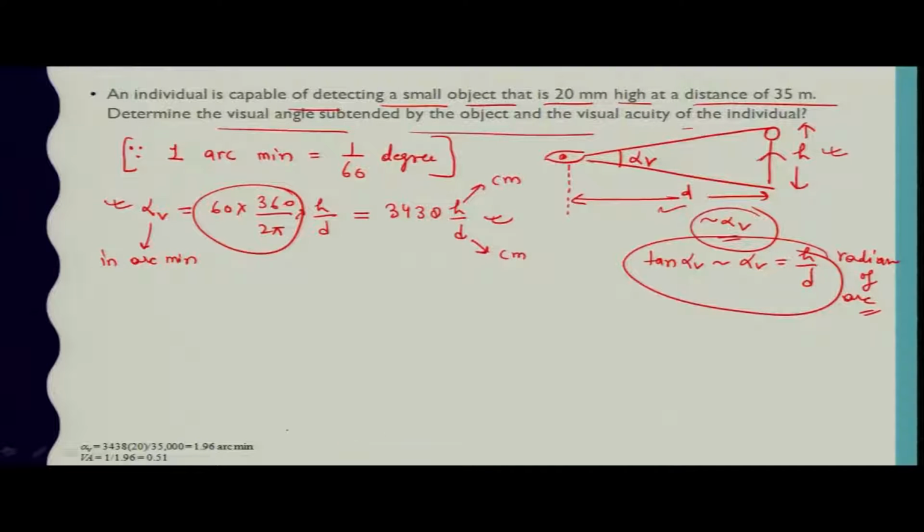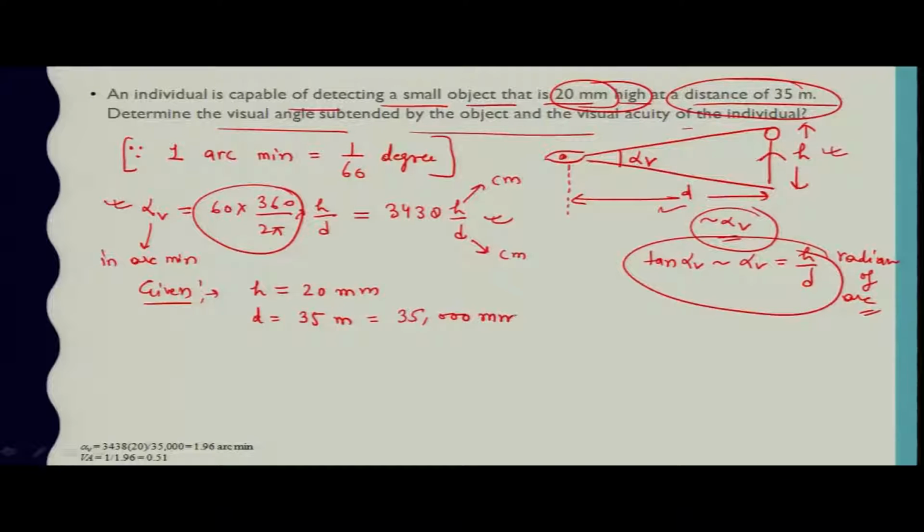So now our question: a small object that is 20 mm high. The given data is h equals 20 mm, and this distance d is 35 m, which can be treated as 35,000 mm. If you put these values in the formula, alpha v equals 3438 into 20 upon 35,000. If you calculate, it comes out as 1.96 arc minutes.